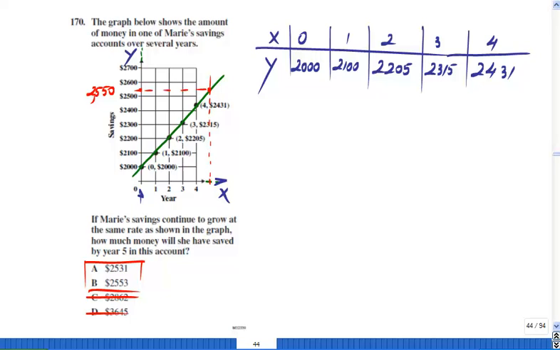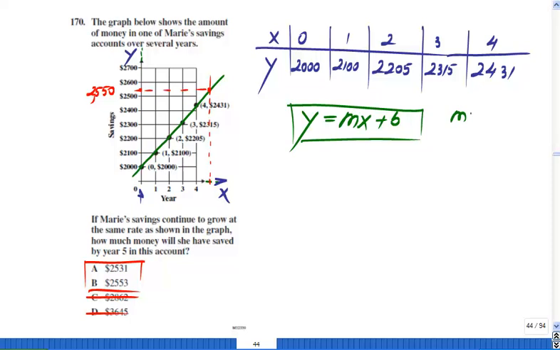And after 4 years, Marie's got 2,431. All right. Now, if this is a linear equation here, you boys and girls remember that that equation will look like y equals mx plus a number b, okay? Where m is going to be your slope. Slope is given to you by rise over run, or the change in y over change in x. I mean y2 minus y1 over x2 minus x1.